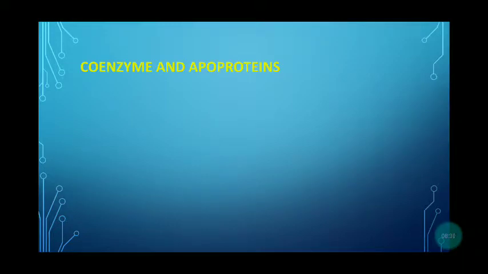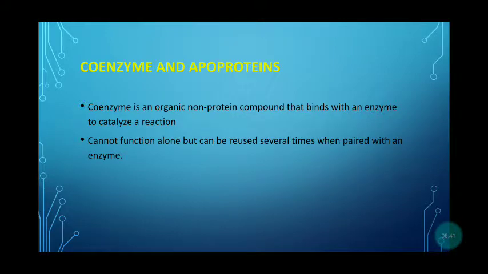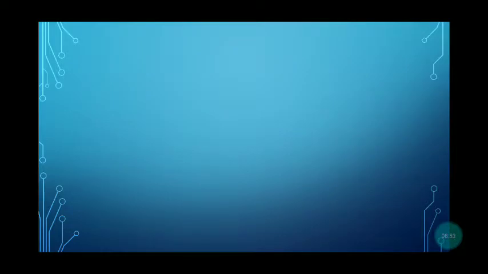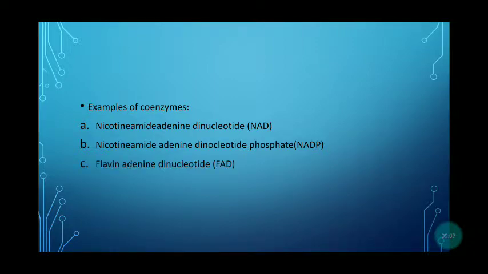Next is the coenzyme and apoproteins. A coenzyme is an organic non-protein compound that binds with an enzyme to catalyze a reaction. It cannot function alone but can be reused several times when paired with an enzyme. It also assists enzymes in turning substrates. Examples of coenzymes are nicotinamide adenine dinucleotide or NAD, nicotinamide adenine dinucleotide phosphate or NADP, and flavin adenine dinucleotide or FAD.